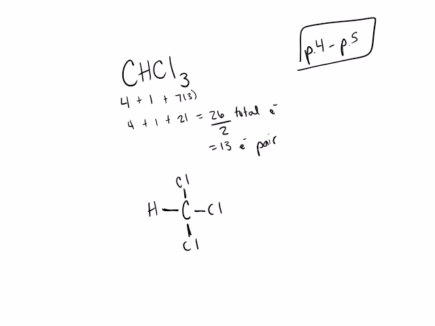Subtract the pairs used from the total. So 13 minus 4 gives me 9 pairs left. And for those 9 pairs, step number 7 says place lone pairs around each terminal atom except for H.